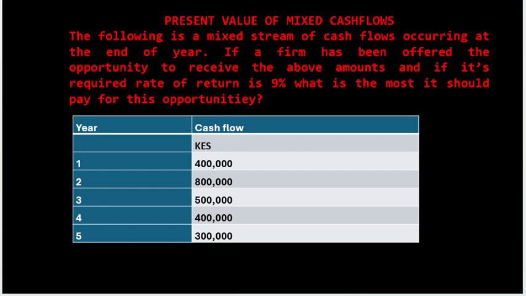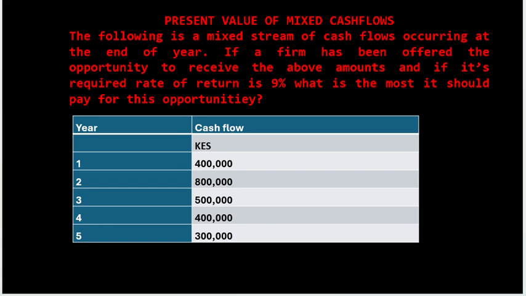Present value of mixed cash flows. It is common in investment decision making to deal with a mixed stream of cash flows. What do we mean by this? Maybe you have an opportunity that you are considering investing in.